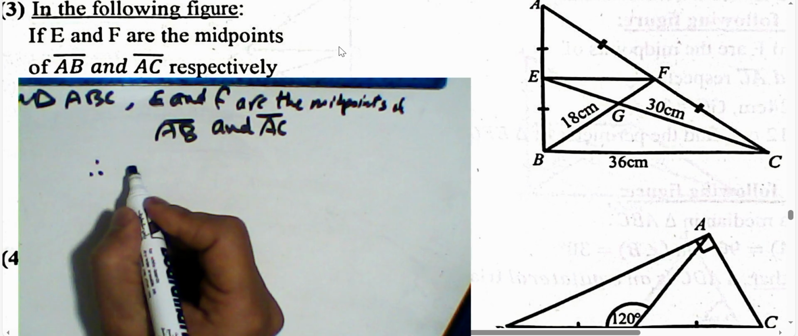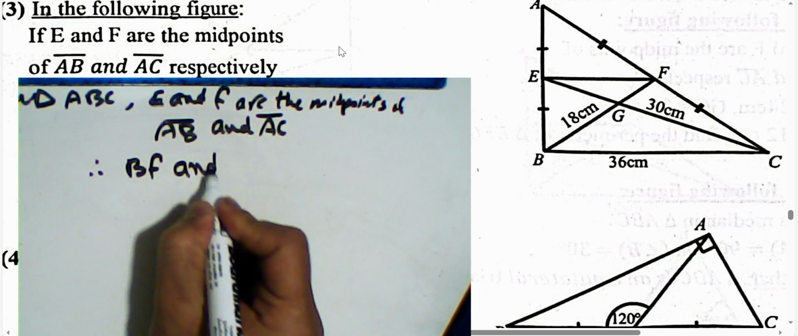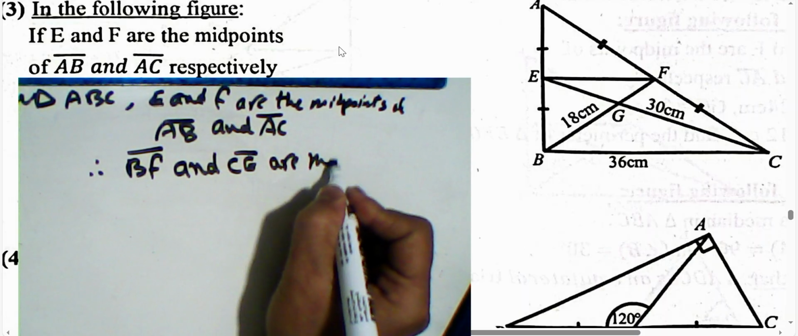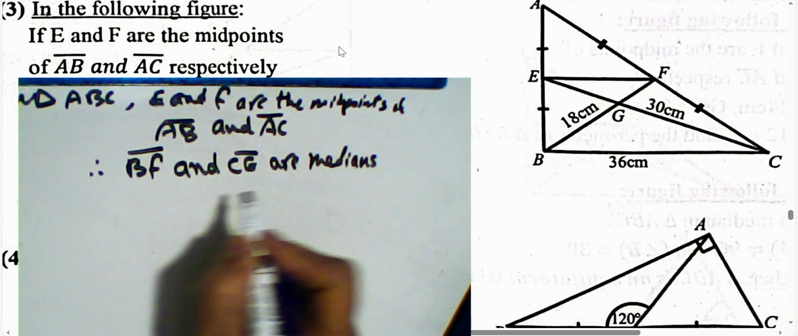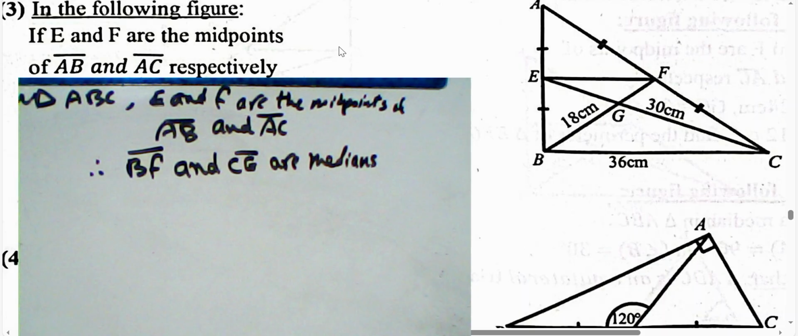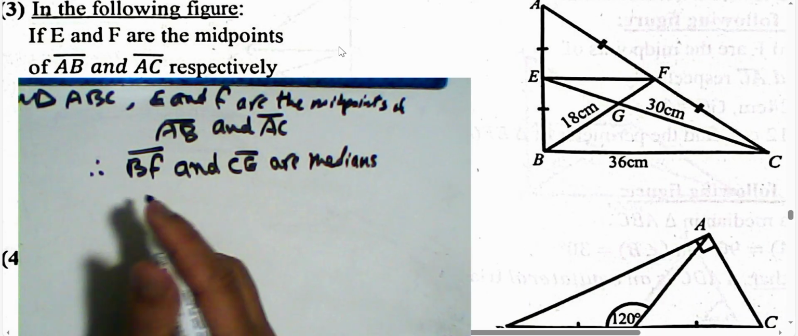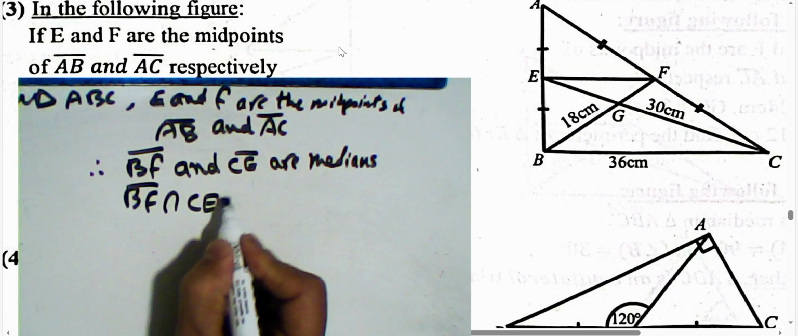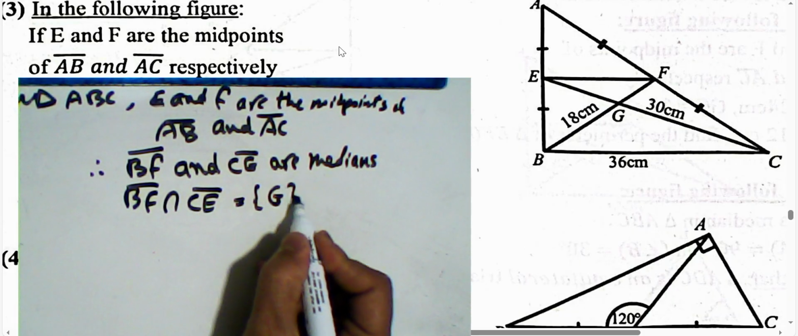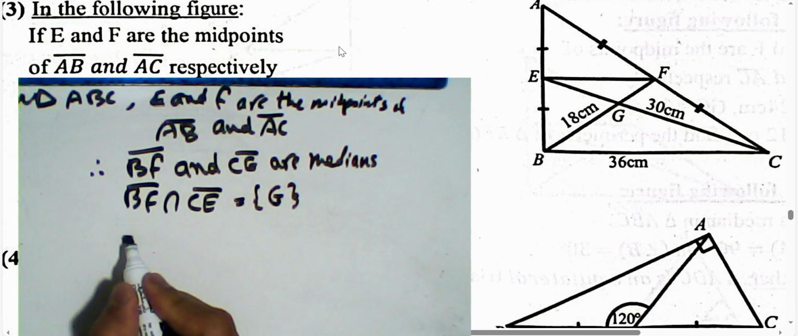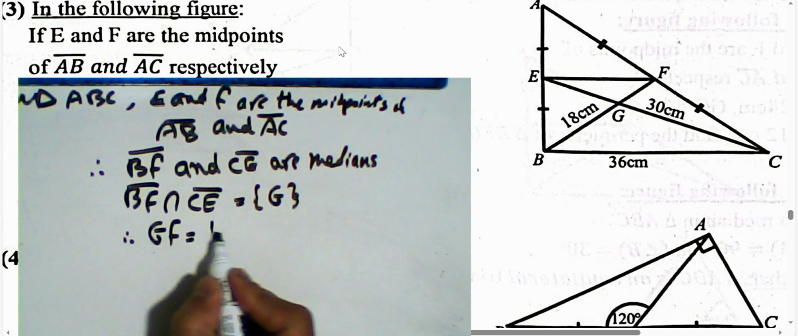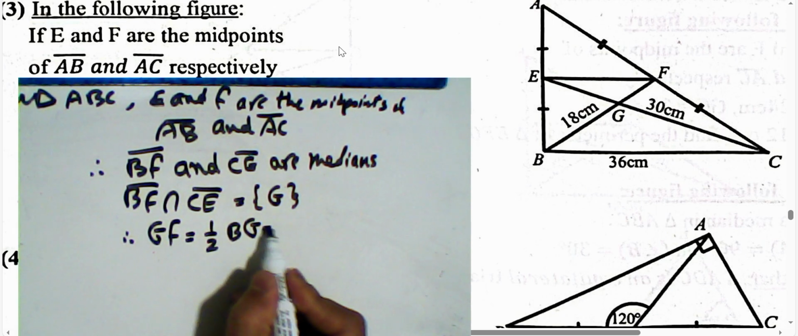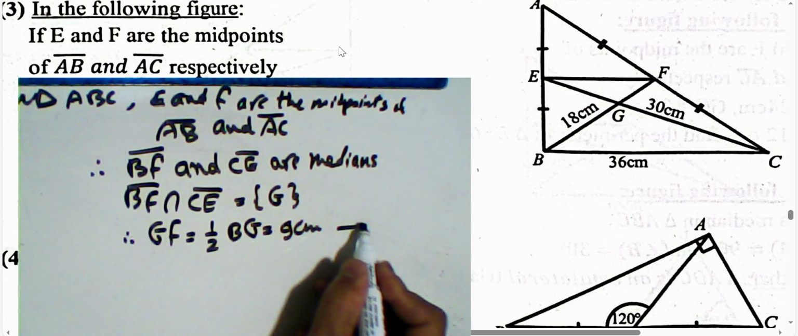Then you can write BF and CE are medians. They are medians in this triangle. Okay, and they intersect at one point. Also we can write BF intersection CE equals point G. Then GF will be half of BG. It will be 9 centimeters, relation number 1.